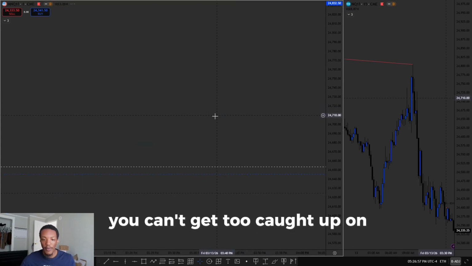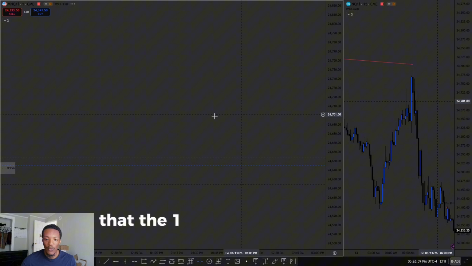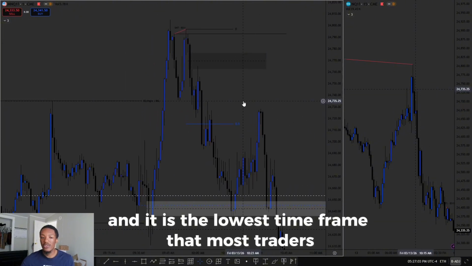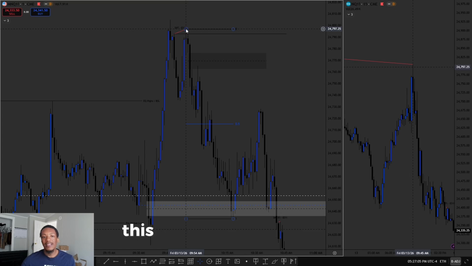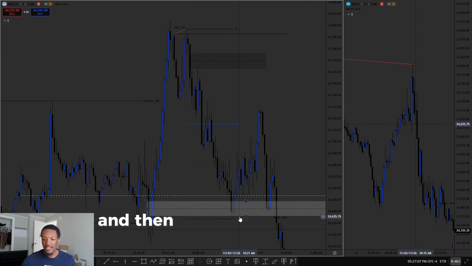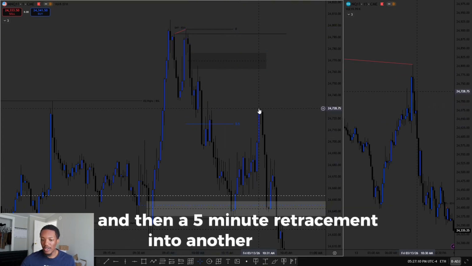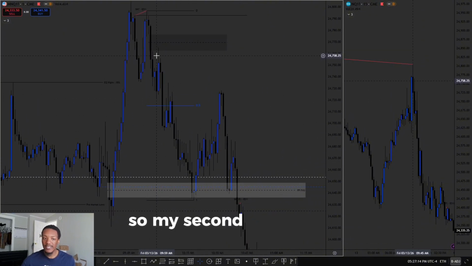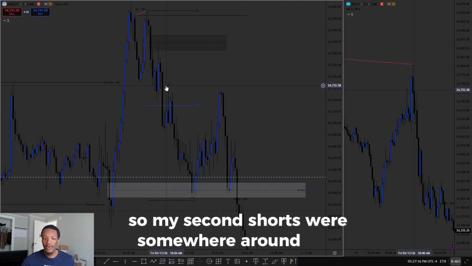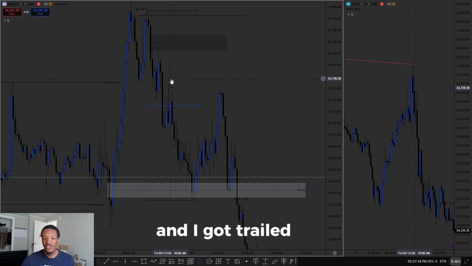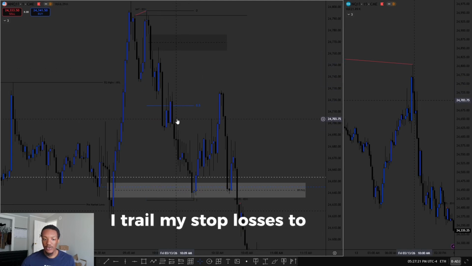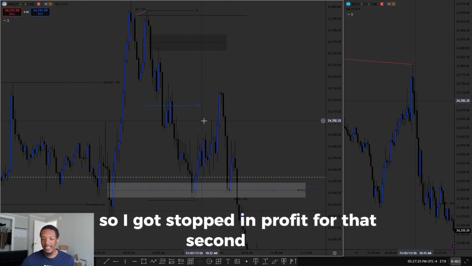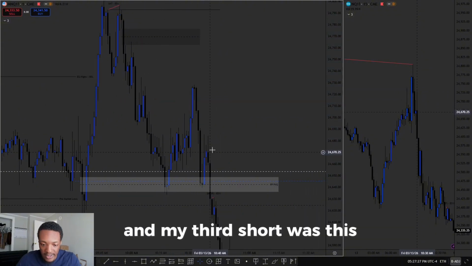You can't get too caught up on the 1 minute. You have to understand that the 1 minute is aligned with every time frame, and it is the lowest time frame that most traders trade on. But on the 5 minute, this is a 5 minute expansion and then a 5 minute retracement into another 5 minute expansion. And my third short, so my second shorts were somewhere around here, and I got trailed out. I trailed my stop losses to, I think, here, and I got trailed out here. So I got stopped in profit for that second short.